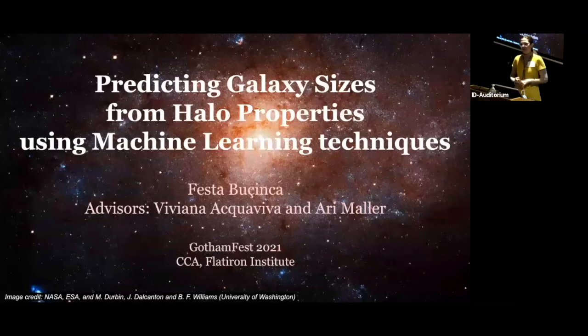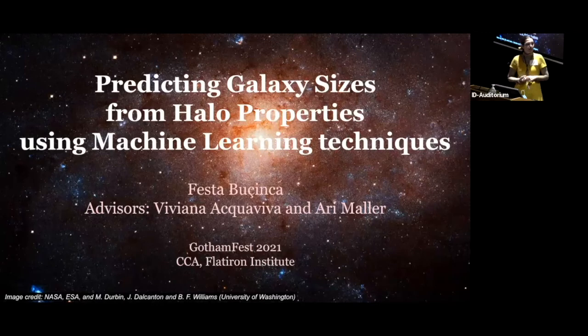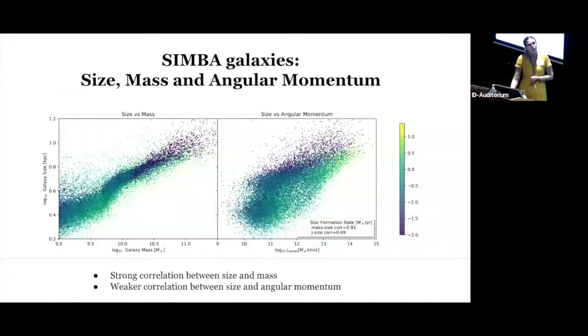Good afternoon, everyone. My name is Festa. I'm a graduate student at CUNY. I have recently joined the CUNY Astro community, only this semester. I'm working with Viviana and Ari. And the question we've been trying to investigate these past couple of months is whether we can predict galaxy sizes from halo properties and whether we can, in a way, use machine learning tools to answer this kind of question. So we have focused on the SIMBA simulation, specifically on the central galaxies in SIMBA.